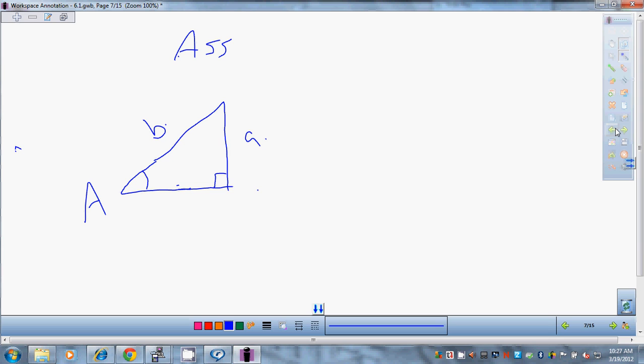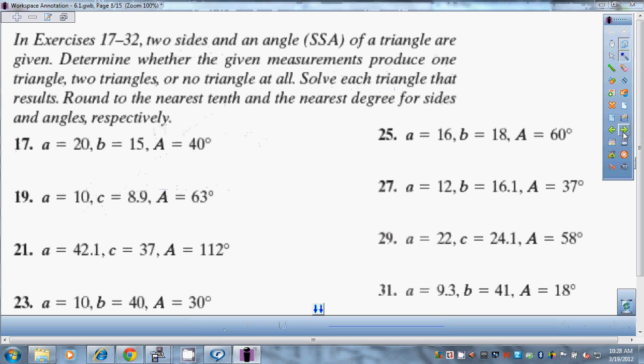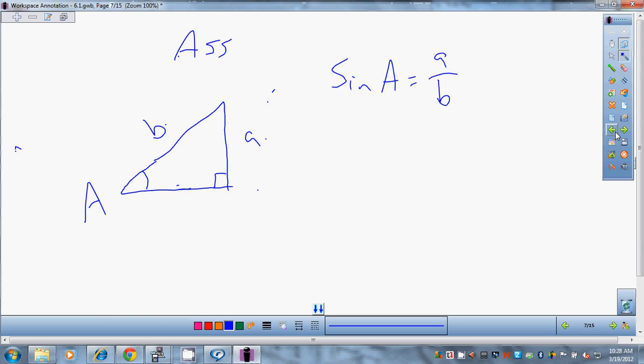Very good. Now you can only use SOHCAHTOA for a what? For a right triangle, that's correct. Sine of A equals A over B. First thing you're going to do, if you have an acute angle given to you in the problem, is find out more or less what sine of A is.